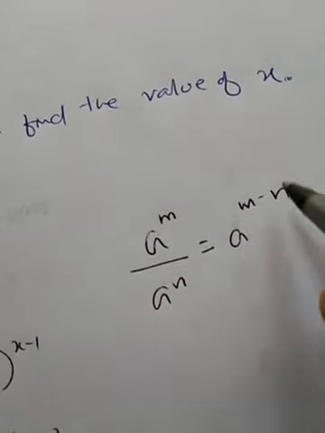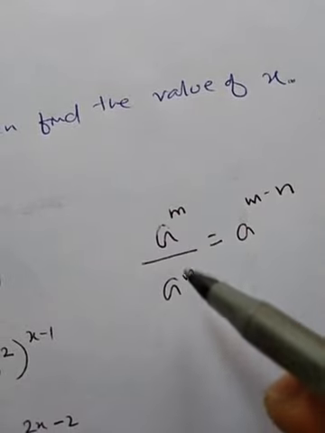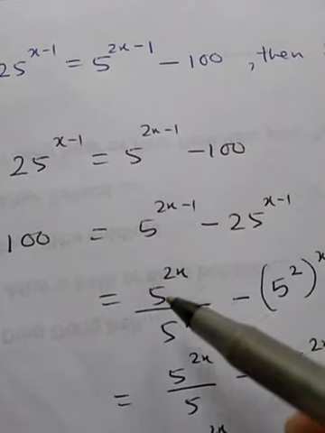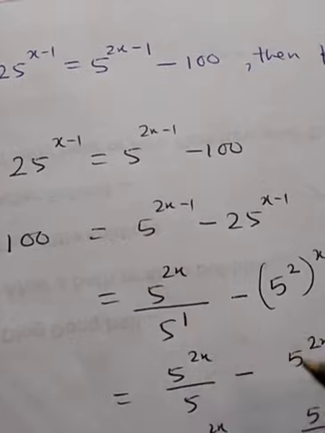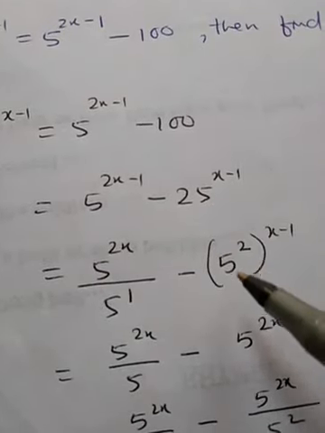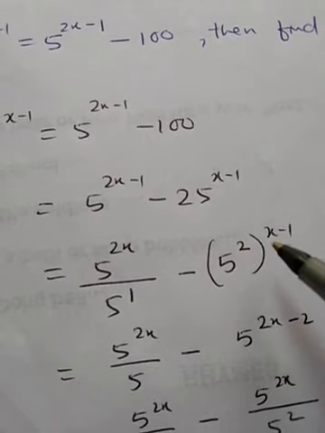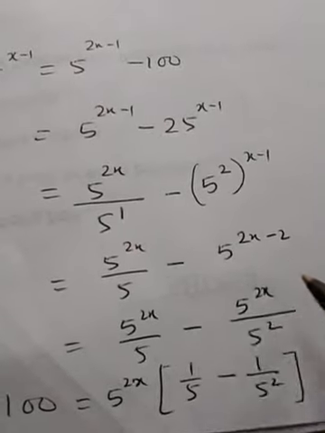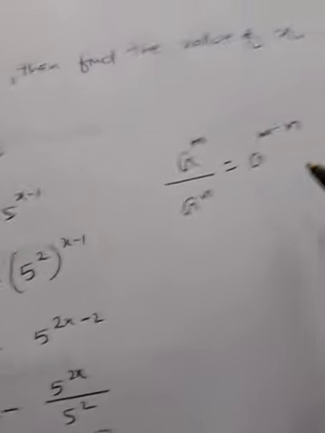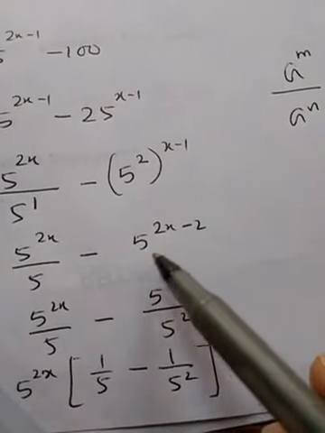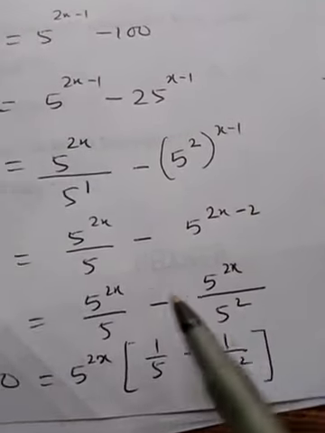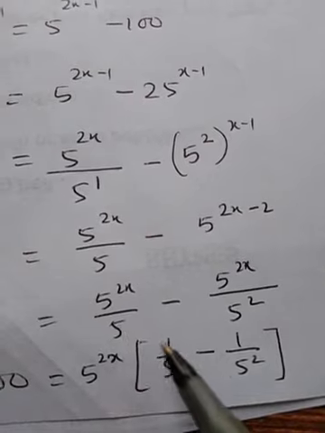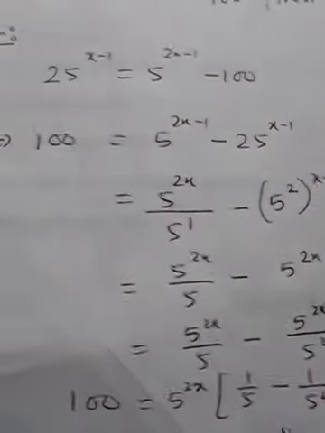So for a to the power m minus 1, if required, we can write this way also. So that we have used here, a to the power m minus 1, that is a to the power m divided by a to the power n. And 25 we have written as 5 square. Now these two exponents will be multiplied with another exponent, so it will be 2x minus 2. Now here also we have used the same property, and then this will become 5 to the power 2x by 5 square. Now at this stage we have taken 5 to the power 2x common, then 1 by 5 is left, minus 1 by 5 square.